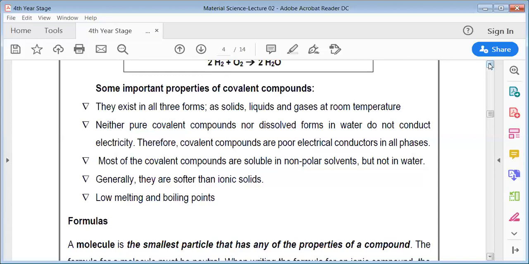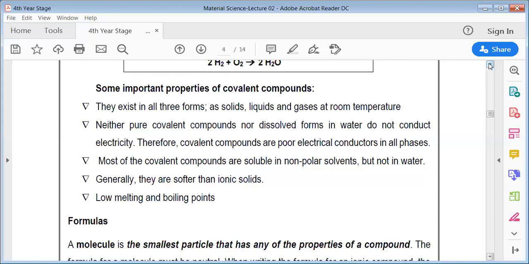It's not like ionic compounds. Ionic compounds are very good conductors in general, but covalent compounds are not. Most covalent compounds are soluble in nonpolar solvents. Nonpolar solvent examples, like toluene, for example. Let's say benzene, for example, or oil, but they are not soluble in general in water.